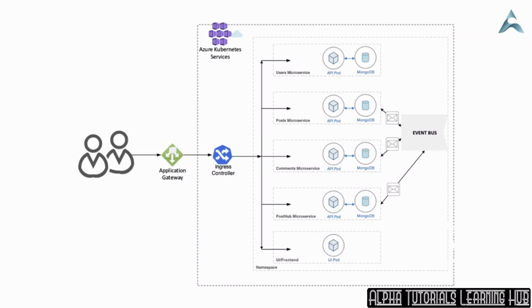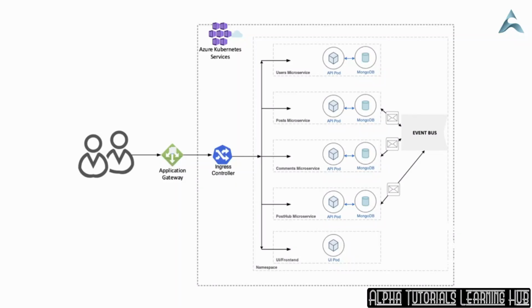We would use NATS streaming server to enable event-based communication among the microservices that publish or subscribe to events. There are a couple of other event bus platforms you can use like Azure Service Bus, RabbitMQ, etc. NATS would be deployed for this application, and we will explore the manifest file for these as well as for the Mongo database containers for each microservice.